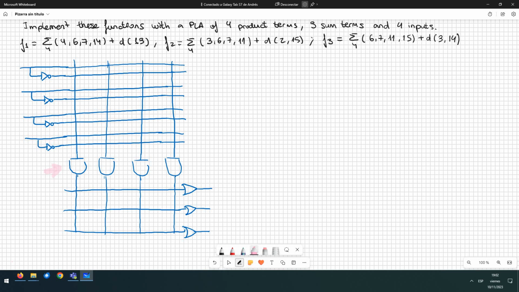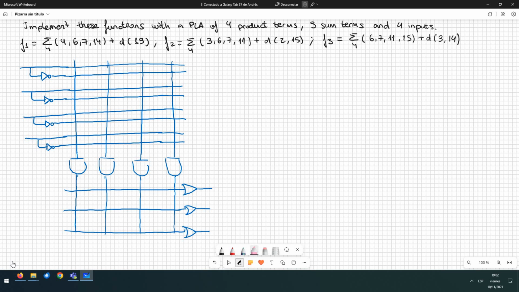We have 3 sum terms. Remember that the sum terms were these OR gates in which we select the product terms that we want to sum in order to implement our functions. The PLA has 4 inputs available. So we are going to see how our functions are.